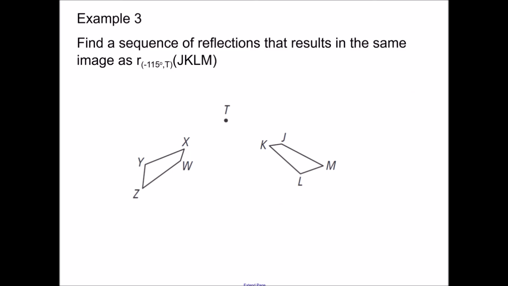Okay, so we'll go ahead and show you an example of how this works. What we want to do here is we have the image and the pre-image. In this case, this is the pre-image, and this is the image. The image is the product. Pre-image is the before. And so we want to take that and rotate it to get the other guy. And so this is definitely a rotation.